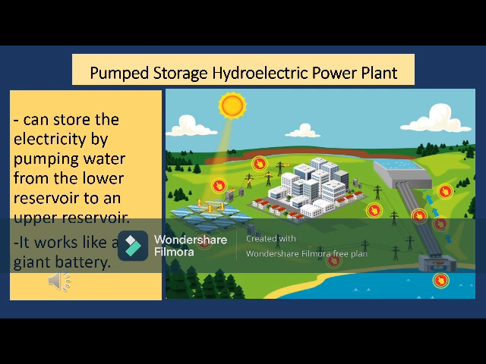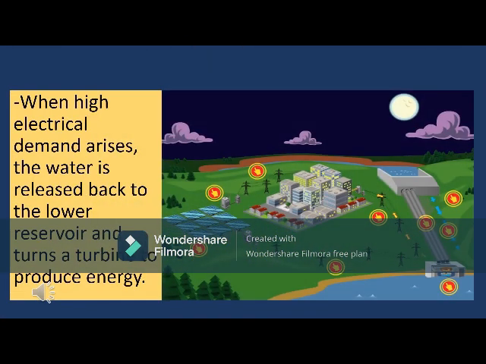Another kind is pump storage hydroelectric power plant. It's the last kind of hydroelectric power plant. This one can store electricity by pumping the water from the lower portion of the reservoir, and then it has to go up and reach the second reservoir in the upper portion. It works like a giant battery. When high electrical demand arises, the water will be released back to the lower reservoir and turns the turbine to produce energy.